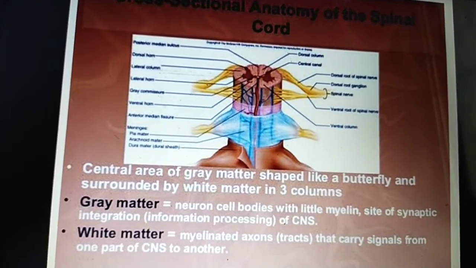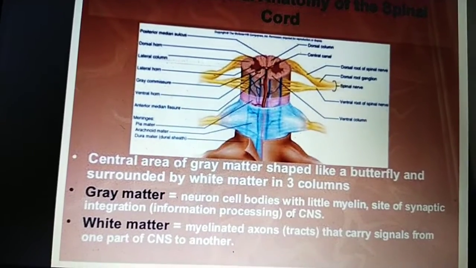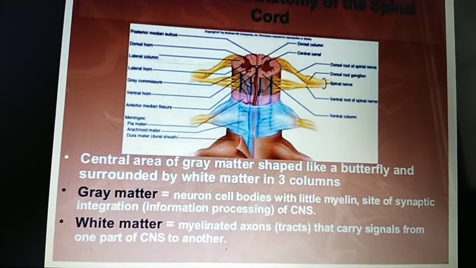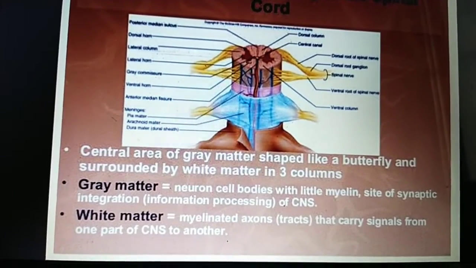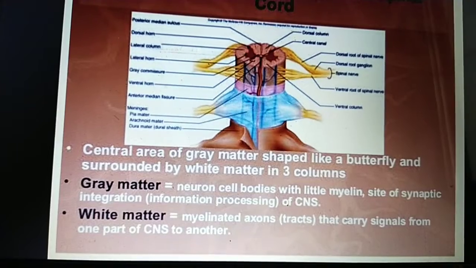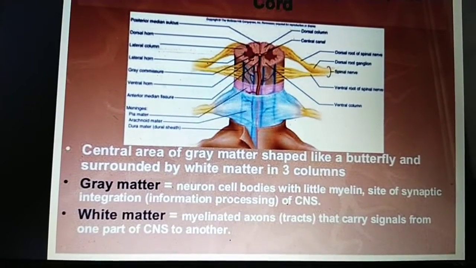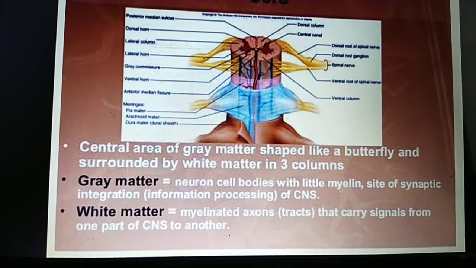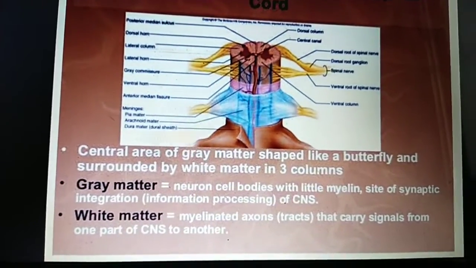In that you can see the two matters. The central area of the gray matter is shaped like a butterfly, or it looks like an H, and is surrounded by the white matter in three columns. The gray matter is butterfly-like, or H-shaped, and now we can go for the cross section of the spinal cord.